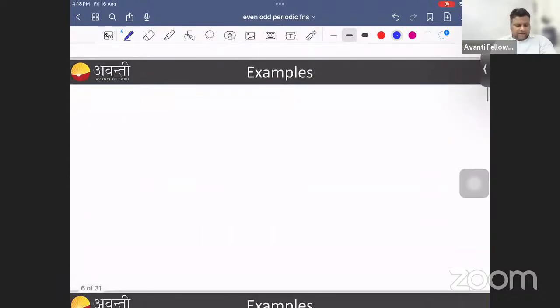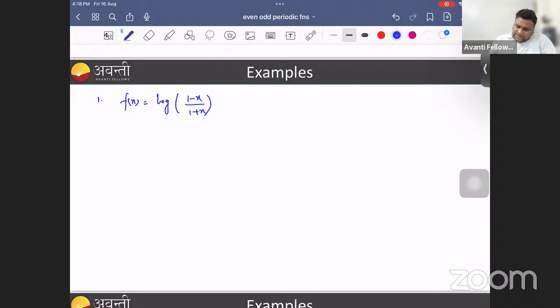Now, let's see a few more examples. See, f(x) equals log of (1 minus x) upon (1 plus x). What do you have to say about this?